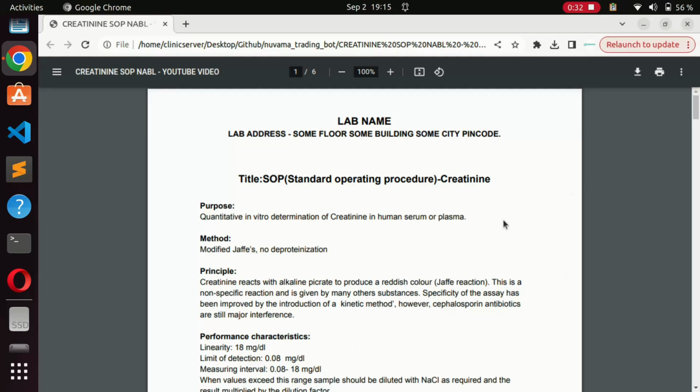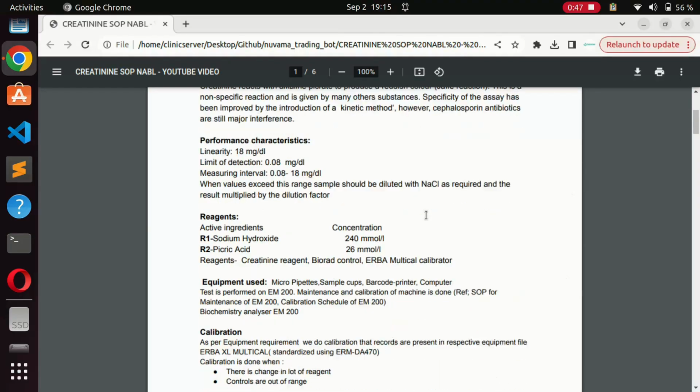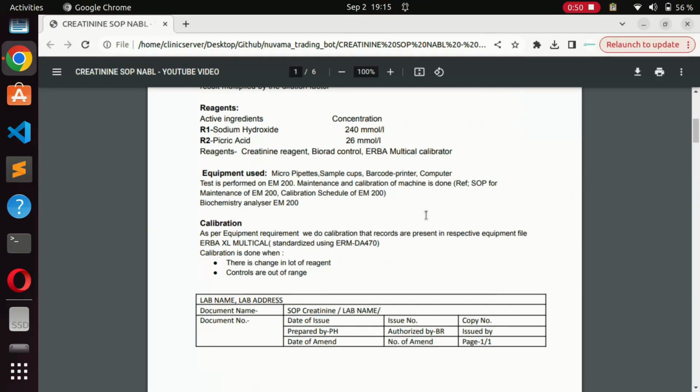Before we get into the details of creatinine, I'm going to explain to you the basic format of any standard operating procedure as required by most NABL guidelines. So first of all, you need a header at the top. As you can see here, you have to have your lab name in a large font size at the very top, and then your address together with the city and pin code.